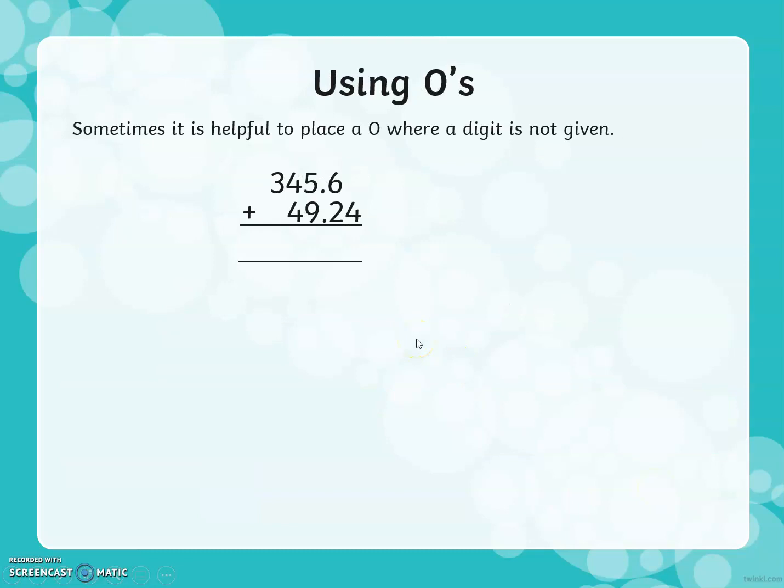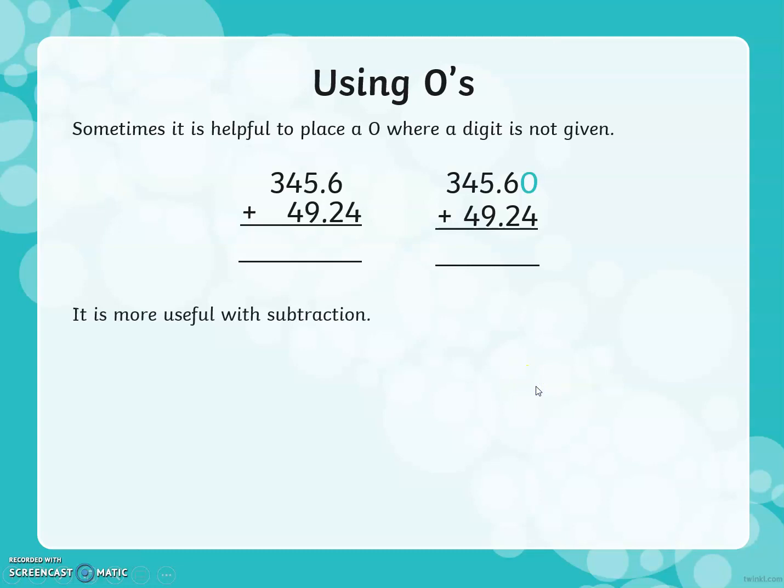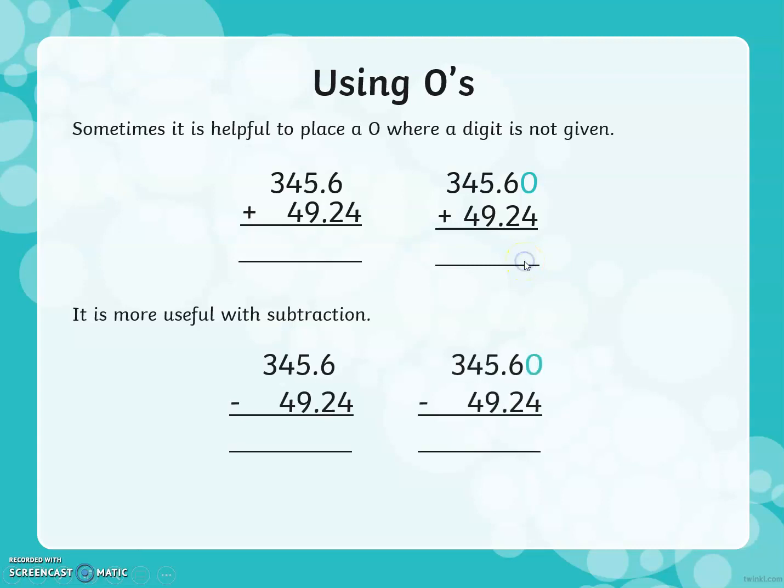Using zeros, sometimes it's helpful to place a zero where a digit is not given. We call this zero the placeholder. As you can see there, 345.60 plus 49.24. It is more useful with subtraction because then at least you can see what the number is that's been taken away. So there it is again.